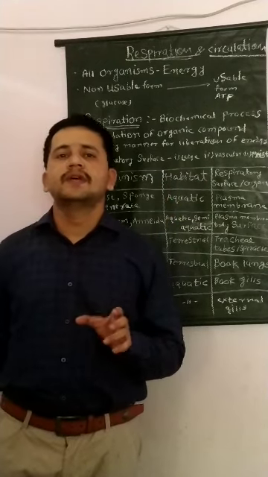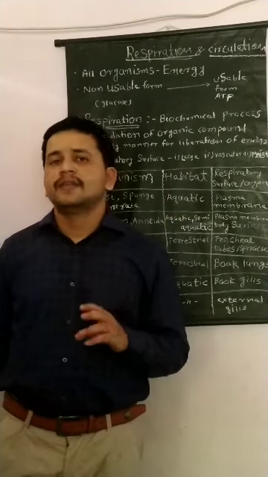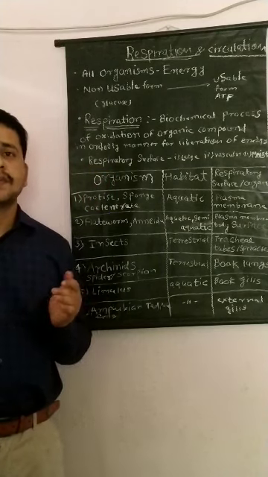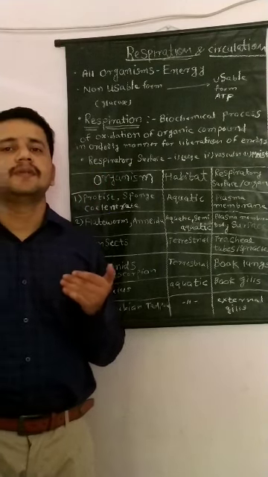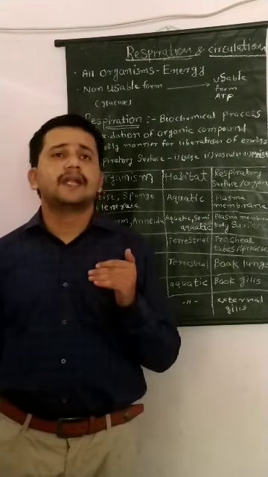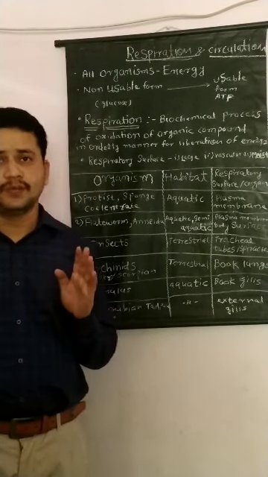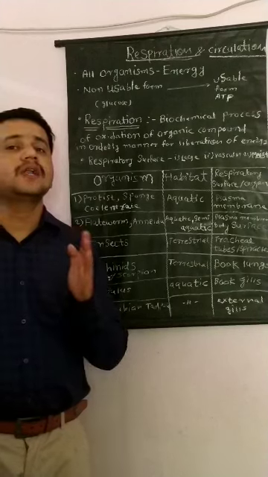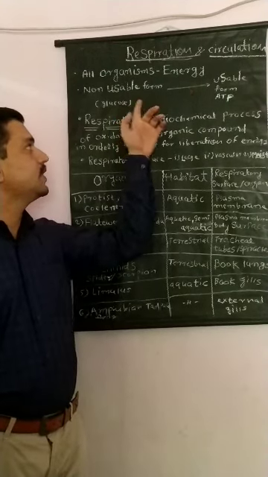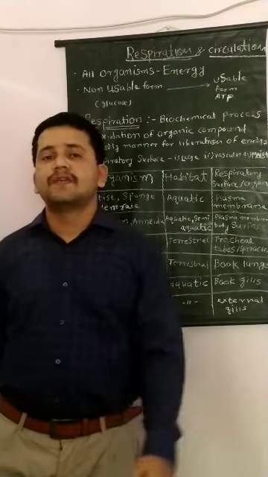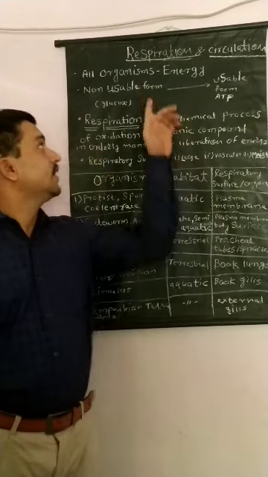Organic compound means whatever food we have eaten. In different organisms, different organic compounds are used. In yeast, different sugars may be used. In plants, starch may be used, and in animals, glucose and fructose may be used. The non-usable form has to be converted into ATP, the usable form. Therefore, for that purpose, respiration is used.